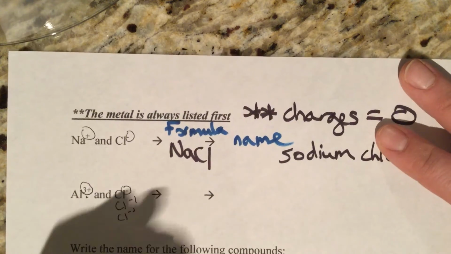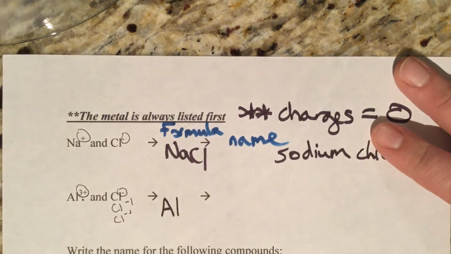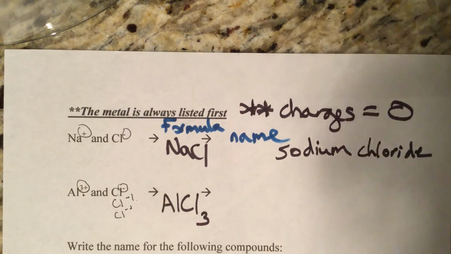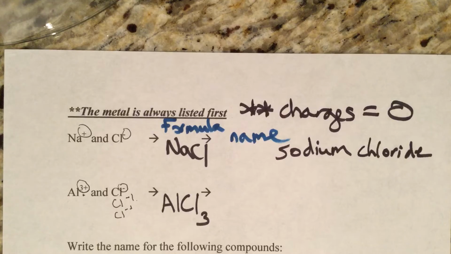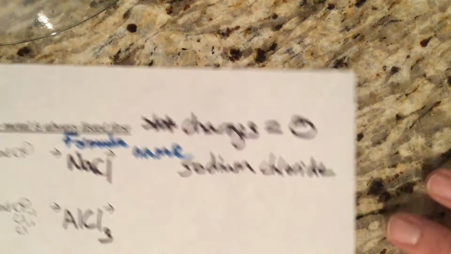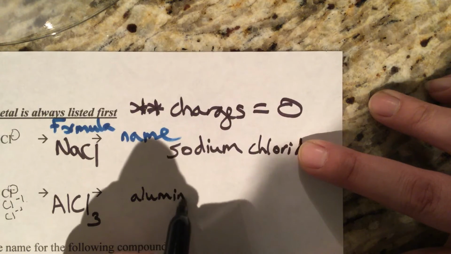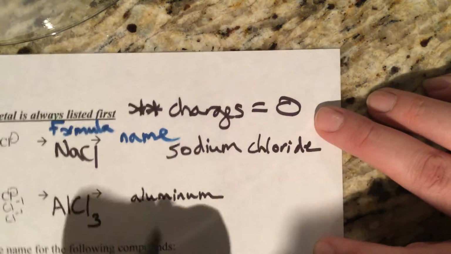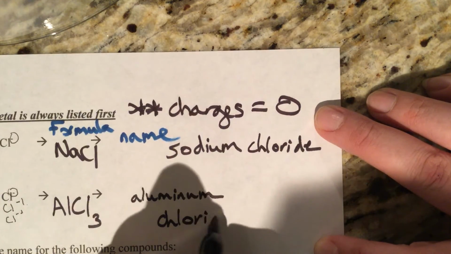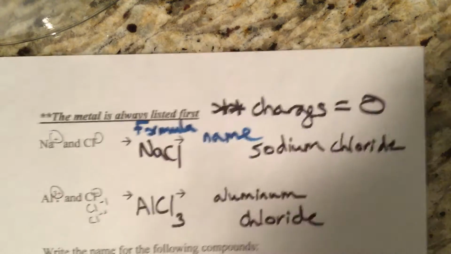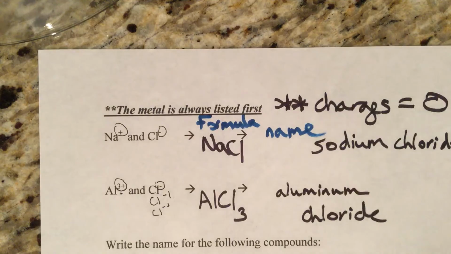And so our formula then is still going to be just Al, but now for the chlorine, we have a 3. Naming them just the same. Aluminum, and then the chloride. So, aluminum chloride. So those are a few examples.